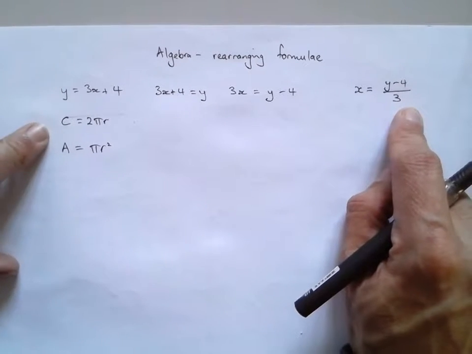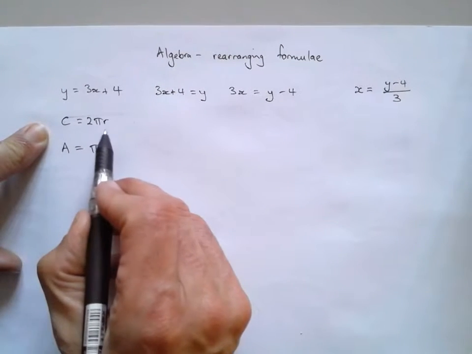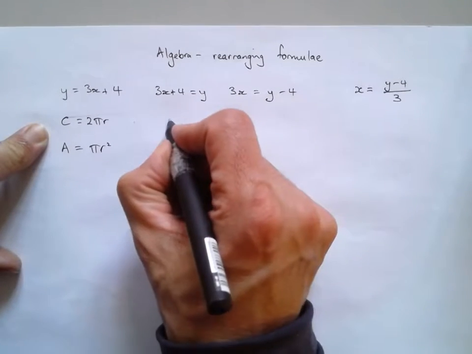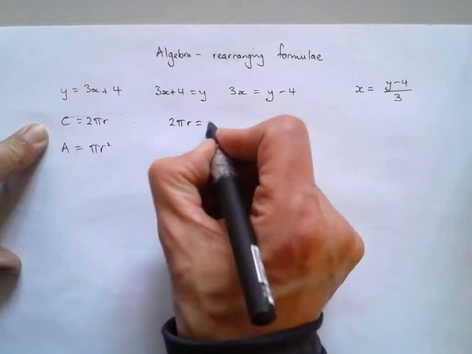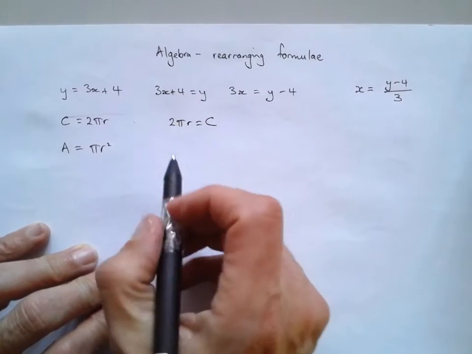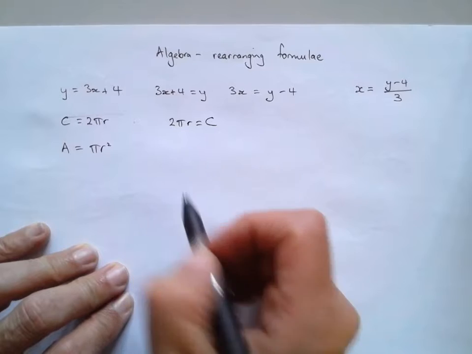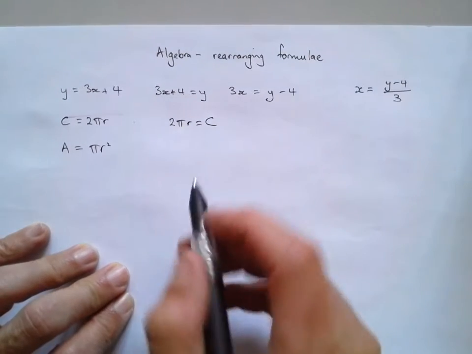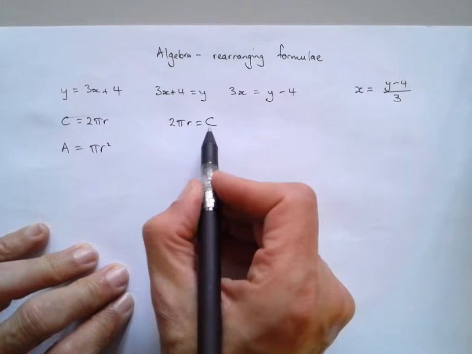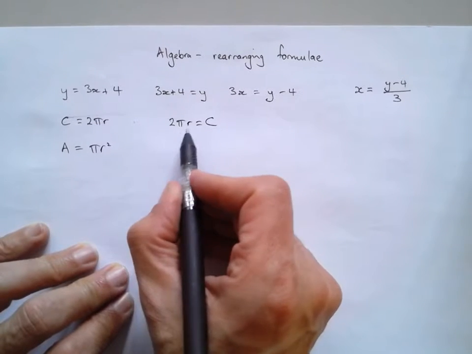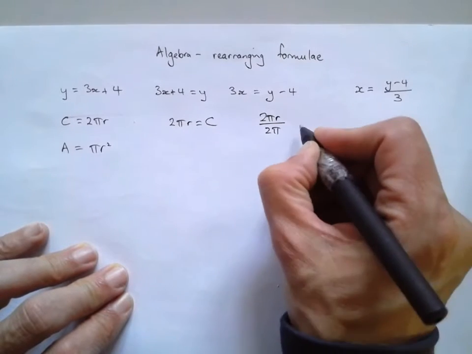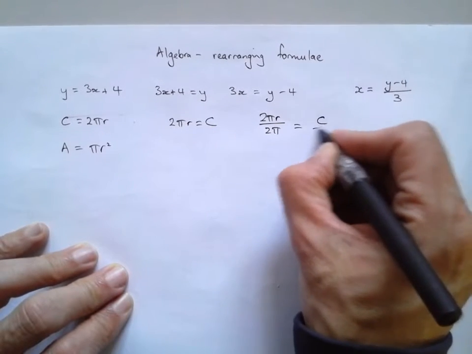For the second one, C equals 2 pi r, I want to write that as r equals. So first up, I'll write it as 2 pi r equals C, just making sure my r's on the left hand side so that when I get rid of everything else on the left hand side, I've just got my r left. Now, if I start with r and multiply it by 2 pi, I get C. So if I divide both sides here, that must also be true.